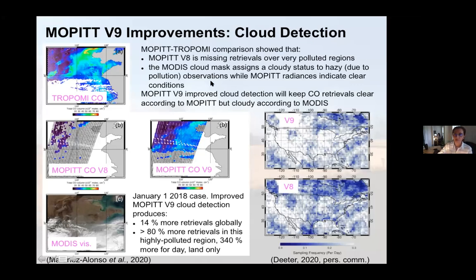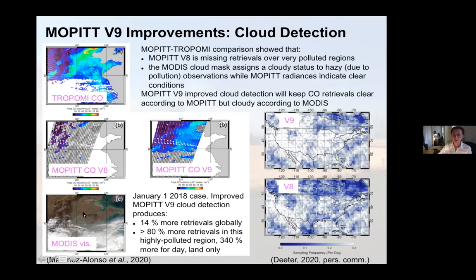In a very recent study comparing MOPITT and TROPOMI retrievals, we realized that we were missing a number of CO retrievals in MOPITT over very polluted regions like China. So in these maps here on the left of the screen, this would be Beijing up here, you have a TROPOMI CO map and the MOPITT CO map for the same day. And you can see that we are missing a lot of retrievals. All these empty boxes mean MOPITT should have retrieved, but it didn't.